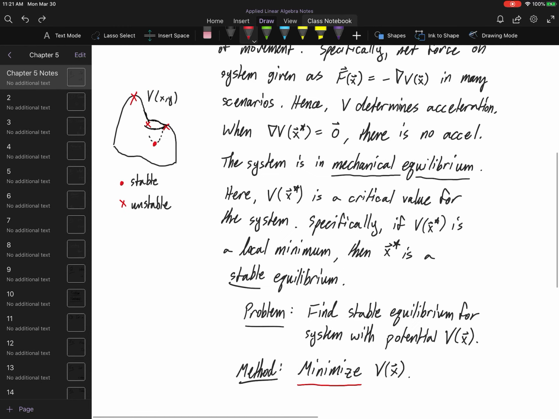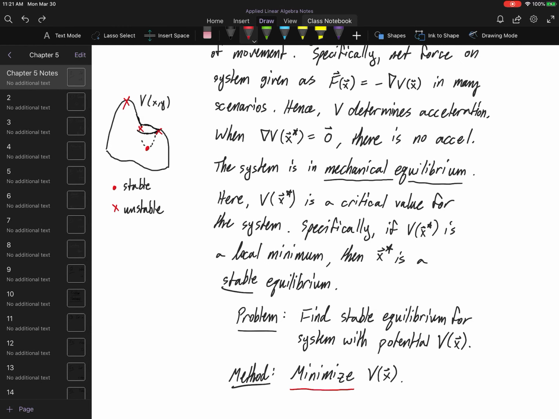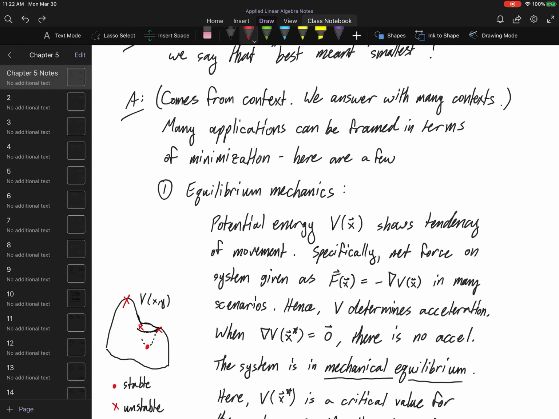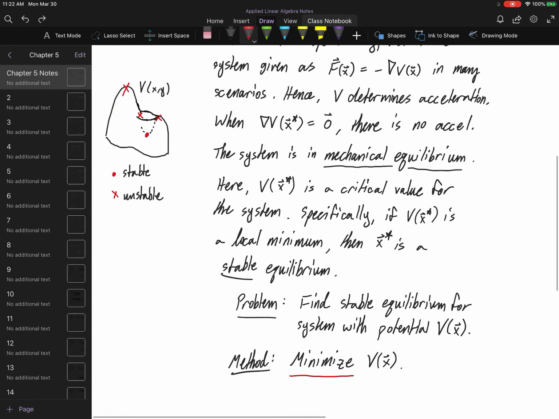All right, but the point is that we would like to find all the stable equilibria for a system with a given potential function. And one way that we can do this is exactly what we've outlined upstairs. We're just trying to flow downhill until we can't anymore. So we are trying to minimize that potential function. All right.